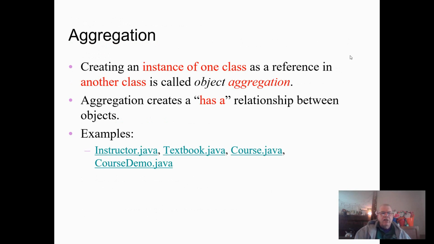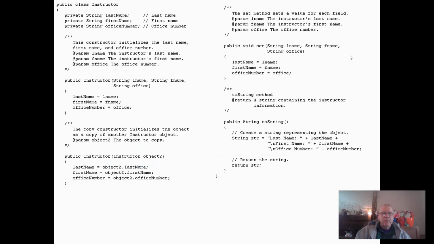So let's talk about aggregation. When we have an instance of one class referred to in another class, we call it object aggregation. And that, in artificial intelligence terms, creates a has-a relationship between the objects. In other words, X has a Y. The most obvious example is a car has wheels. A car has a steering wheel. A car has four wheels. If you can say the has-a sentence and it makes sense, then it is an aggregation relationship.